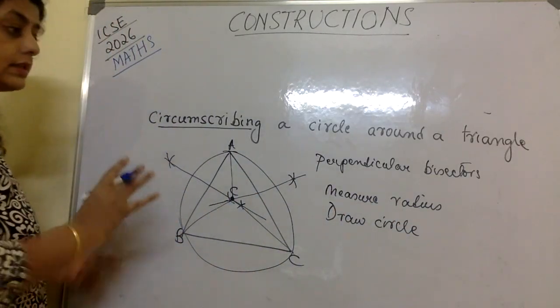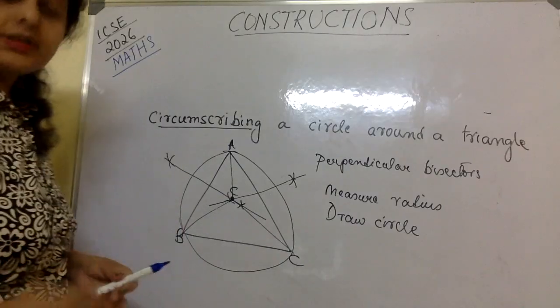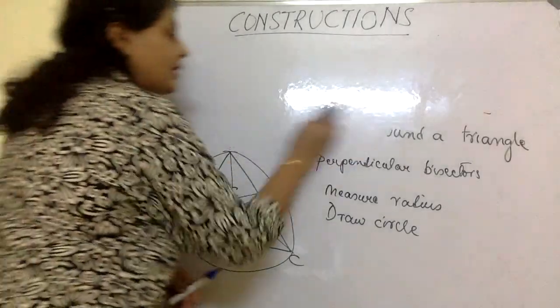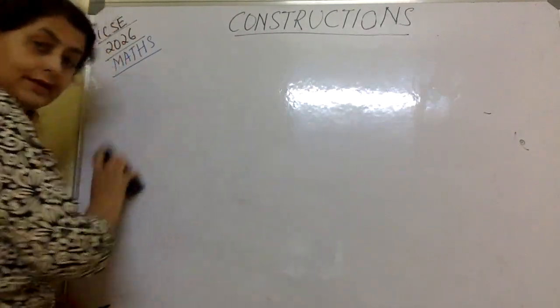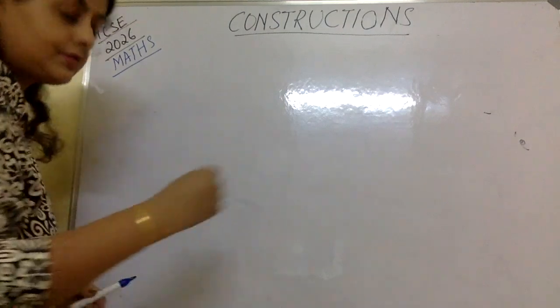So this is the fourth important thing that can be asked from this chapter. But remember, they are not going to give you a question so direct as this. They are going to mix it up with other things.